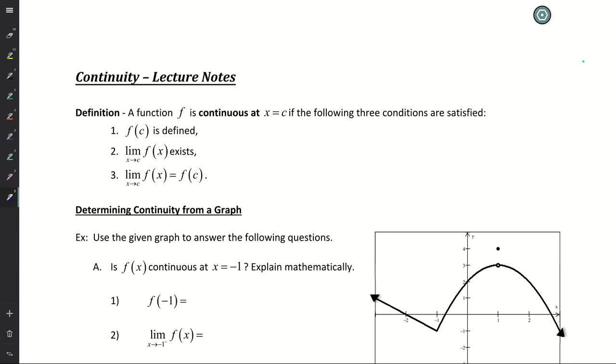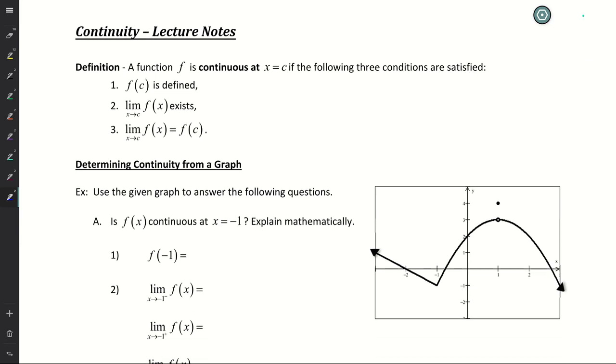In layman's terms, continuity means that you can draw the graph without lifting your pencil. If you have to lift your pencil at any particular point in time, then that would mean that you have a point of discontinuity. So let's look at a graph to better understand this, and we want to make sure that we keep in mind this particular definition along with the three pieces that make up your definition.